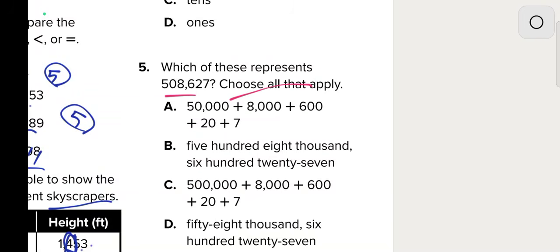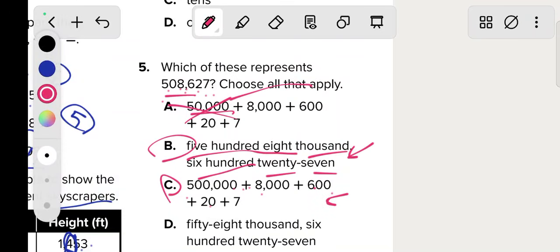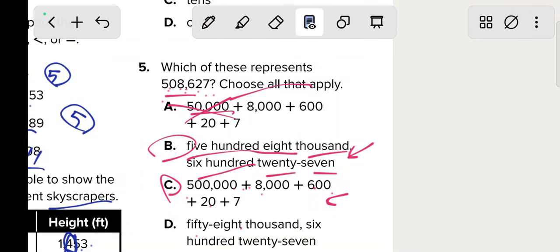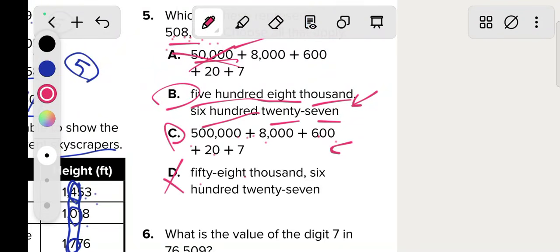508,627. Let me check if the first one is true. 50,000 is 50,000. No, it's 500,000. So the first one is wrong. Okay, 508,000. It's okay until now. 627. Yeah, it's true. It's the word form for this standard form. Okay, 500,000. It's okay. Plus 8,000. True. 600. Yes, 6 here in hundreds. 20. Yes, and 7. Yeah. Letter C is true because here he wrote it in expanded form. Letter D, 58. No, it's not 58. It's 508. So letter D is wrong.